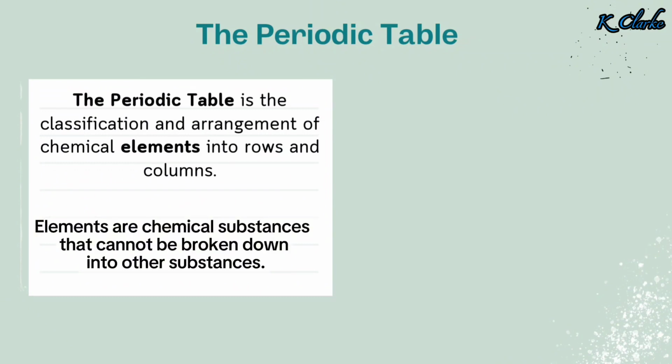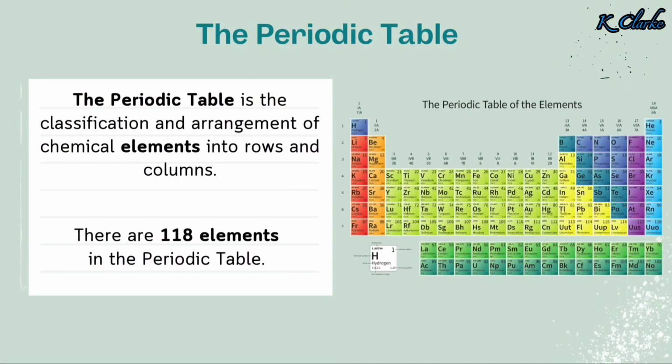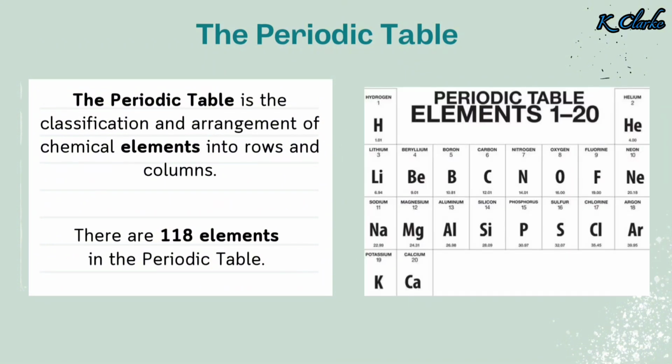Elements are the chemical substances that cannot be broken down into other substances. There are 118 elements in the periodic table. The periodic table is displayed to the right of your screen, showing all the elements. However, for this video, we will be focusing on the first 20 elements of the periodic table.